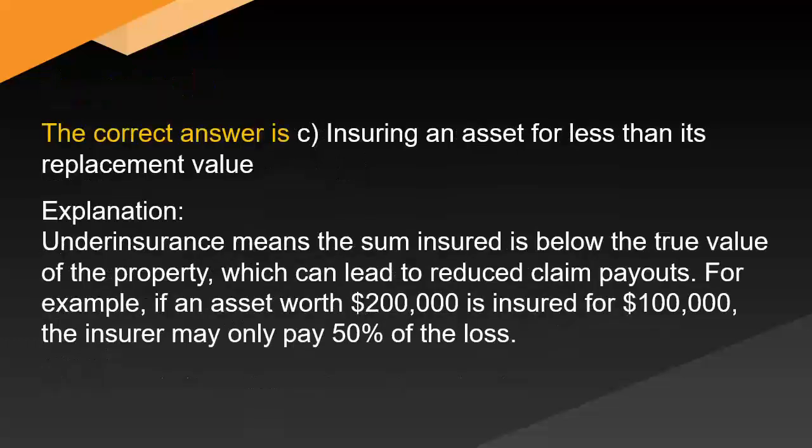The correct answer is C. Insuring an asset for less than its replacement value. Explanation. Underinsurance means the sum insured is below the true value of the property, which can lead to reduced claim payouts. For example, if an asset worth $200,000 is insured for $100,000, the insurer may only pay 50% of the loss.